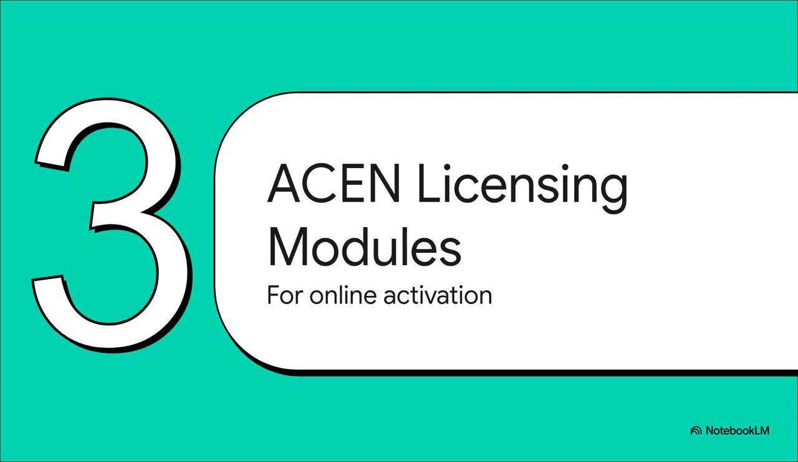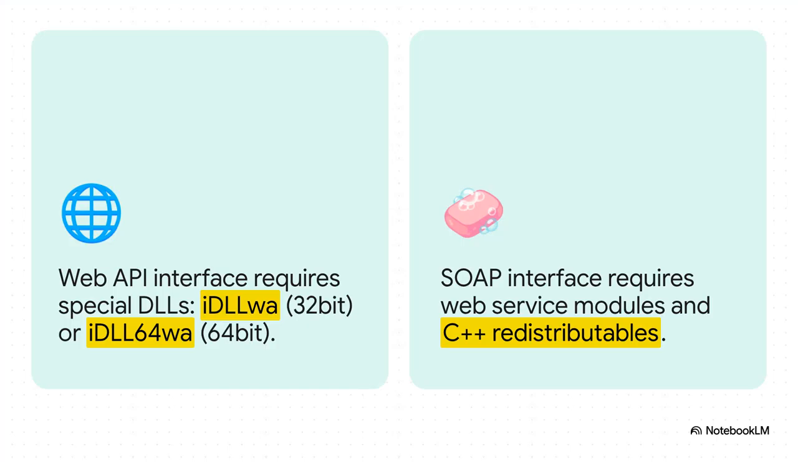Okay, moving on. Let's talk about the ACEN licensing modules. These are special files you'll need if you're tapping into the Activation Center for online licensing. So what you need here really depends on which ACEN web interface you pick. If you're going with the modern web API, you'll use a special DLL, iDLL32wa for 32-bit or iDLL64wa for 64-bit. And the key thing to know is that these modules replace the standard iDLL, you don't use both.